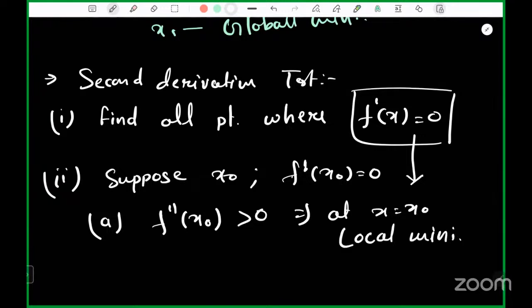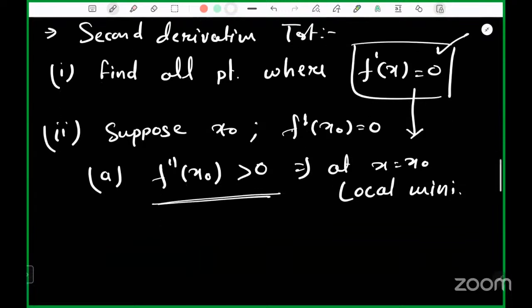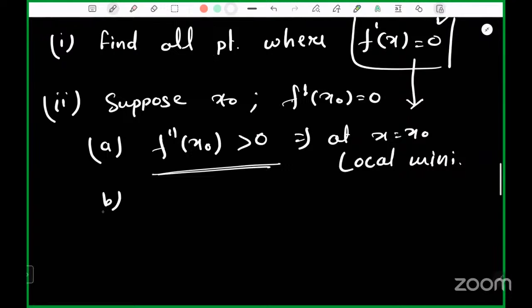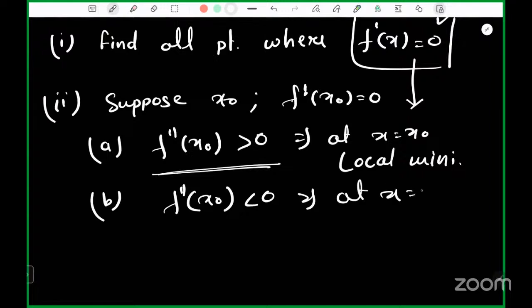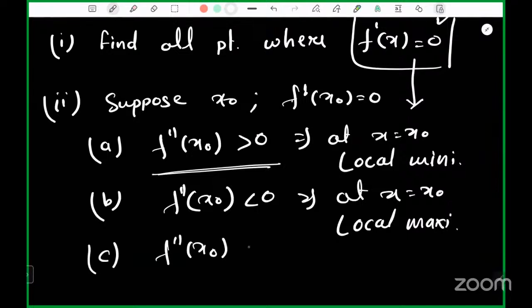So that means we have to substitute the roots of this equation into the second derivative and then check the sign. If it's strictly greater than 0, it's a local minima. And if the sign of the second derivative is strictly less than 0, then this is a local maxima. And if the value of the second derivative is equal to 0, then our test has failed. No conclusion.